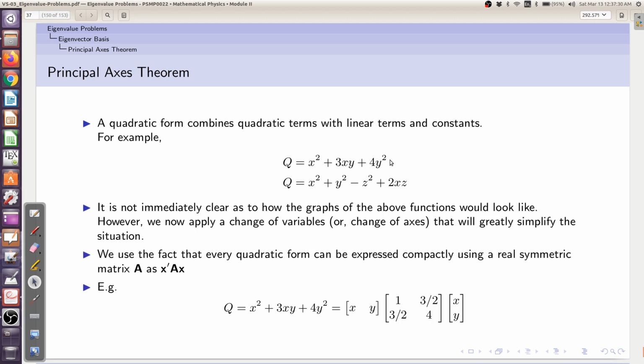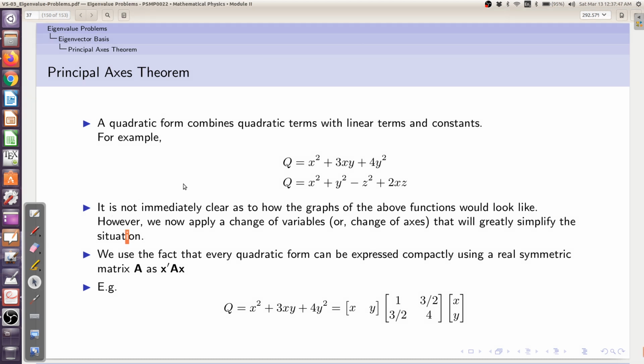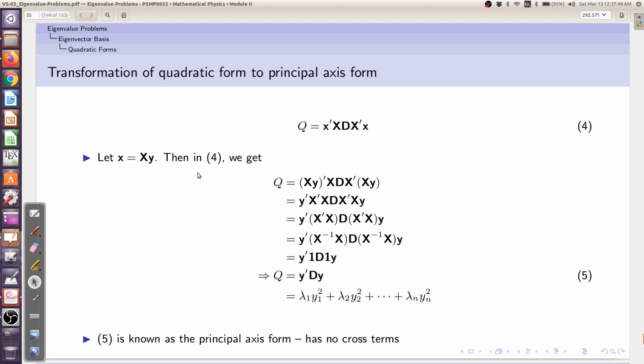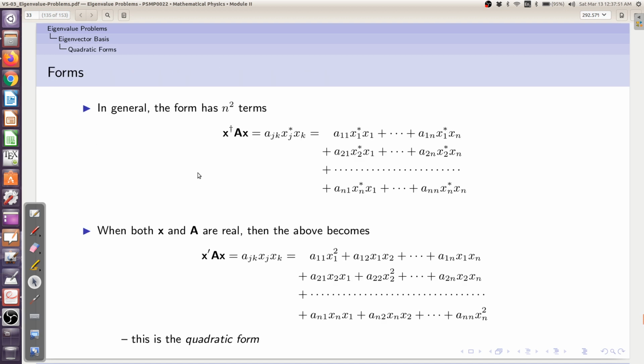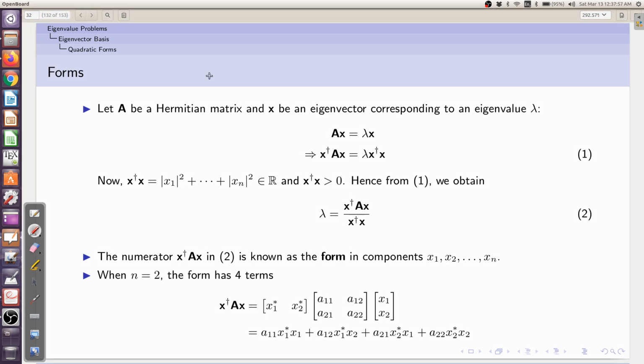An example of this is x square plus 3xy plus 4y square equal to this. So how do you get this? From here we can directly get what A is. You can see this for yourself. What did we have? Let me go back to a previous result. Let's say we consider a real matrix.